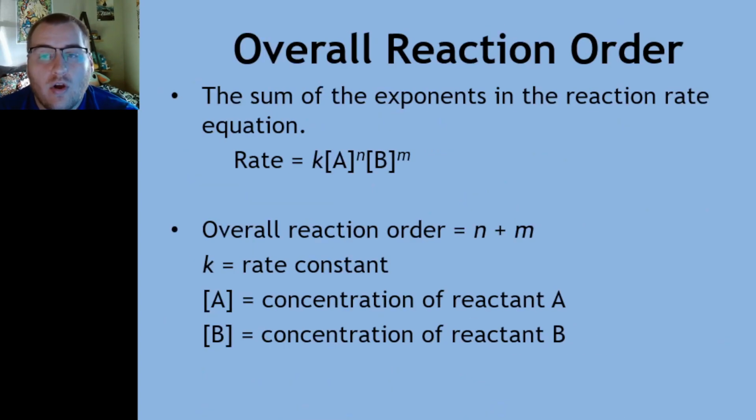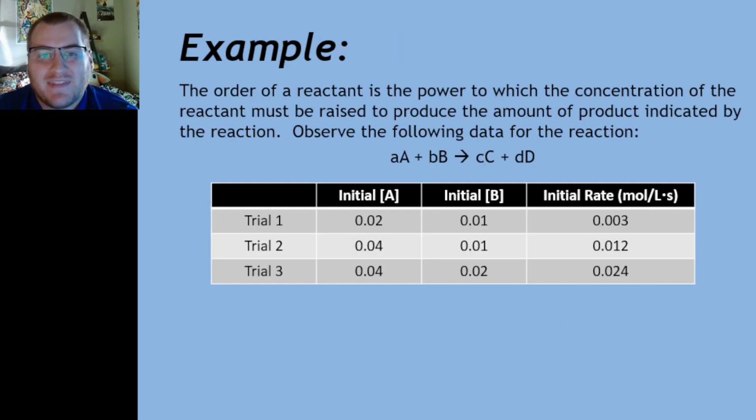We can determine the overall reaction order by adding up all the exponents in a rate law. Whatever all of those exponents are, add them all together, and that's the overall order of the reaction. So if A is first order and B is second order, the overall reaction would be third order. Okay, this is the most common type of problem we'll see with rates.